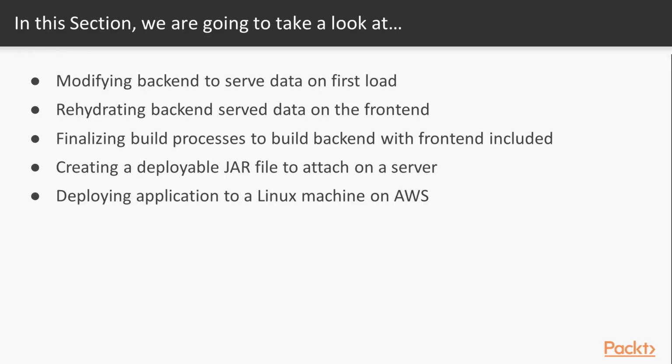Well, in this section, we'll be going through modifying the backend to serve data on first load, so to increase the performance of the application, or the perceived performance for the user. We'll rehydrate backend served data on the front end, finalize our build processes to build the backend with the frontend included, and then we'll create a deployable jar file and deploy that on a Linux machine on AWS.